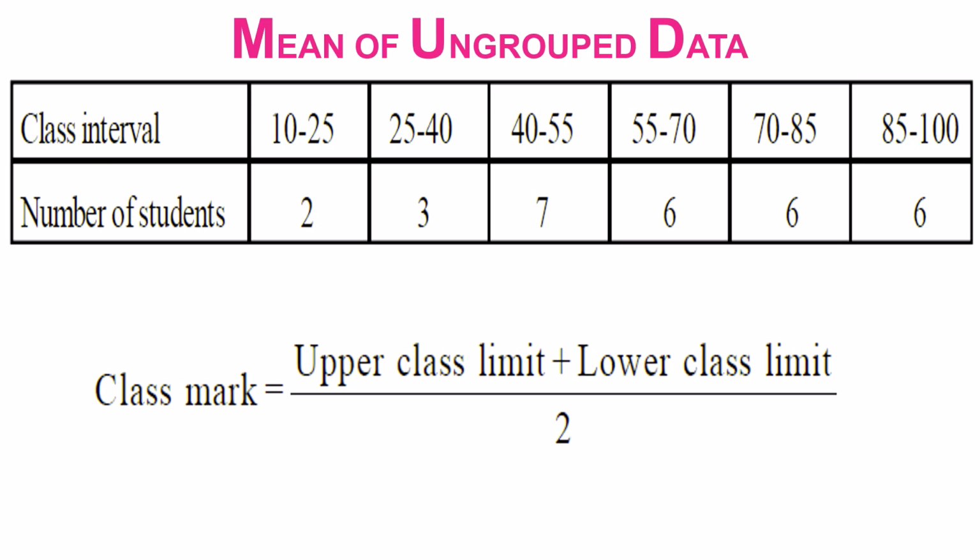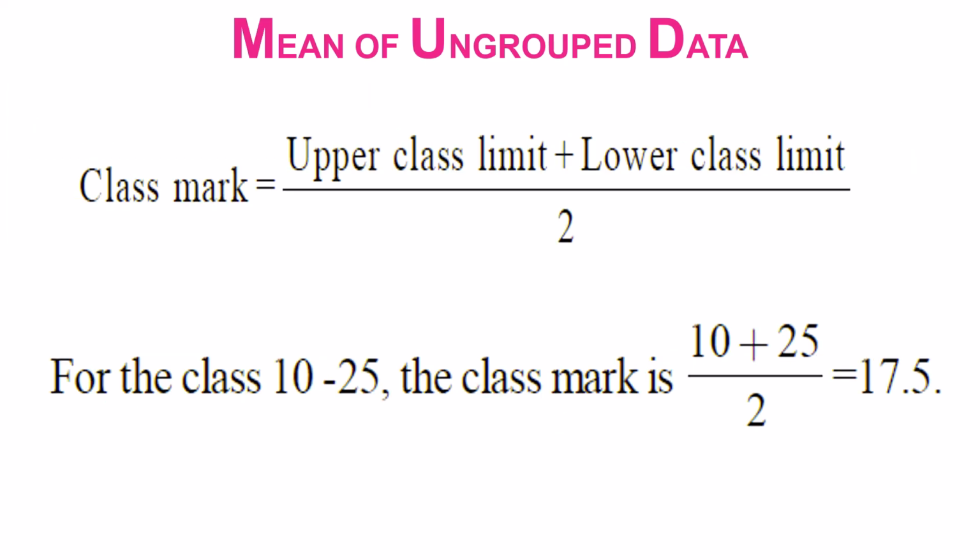Now, for each class interval, we require a point which would serve as the representative of the whole class. It is assumed that the frequency of each class interval is centered around its midpoint. So, the midpoint of each class can be chosen to represent the observations falling in that class and is called the class mark. Recall that we find the class mark by finding the average of the upper and lower limit of the class. Class mark equals upper class limit plus lower class limit divided by 2.